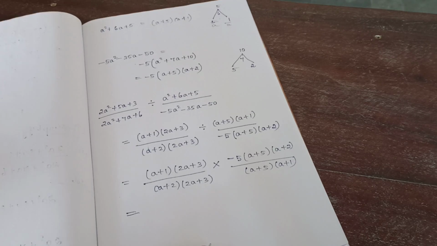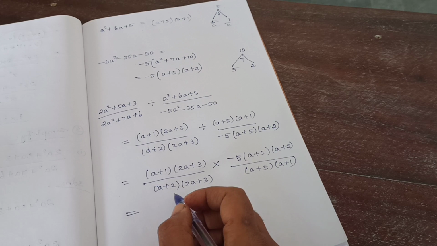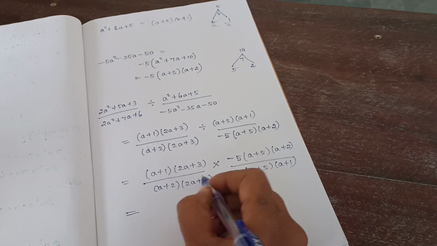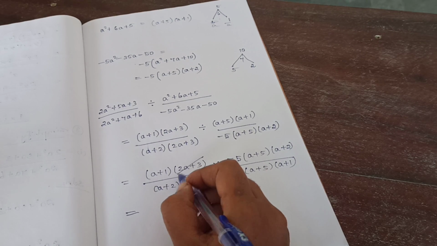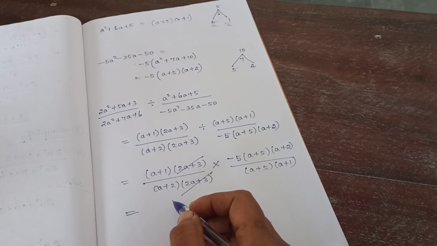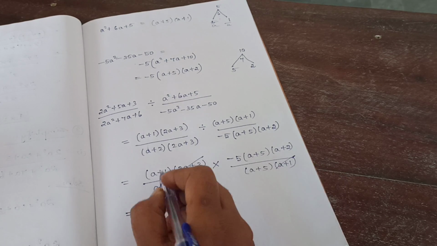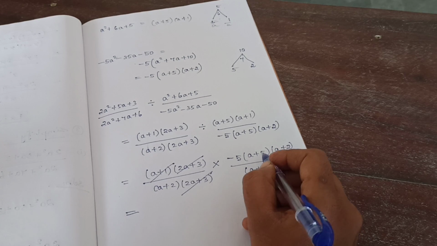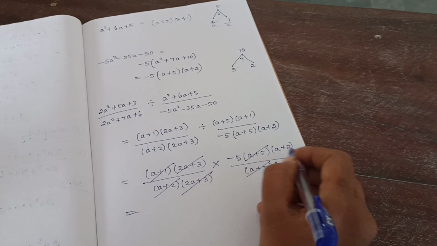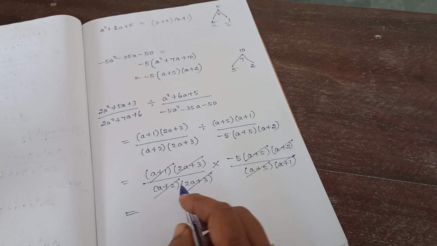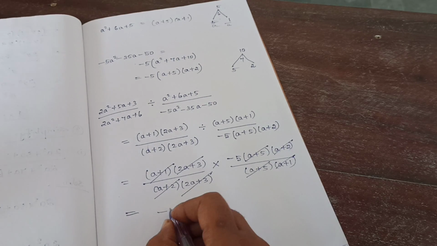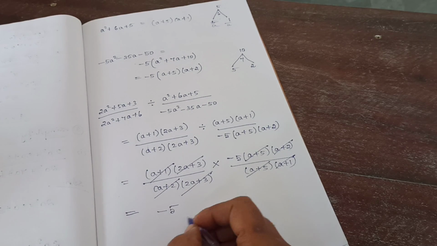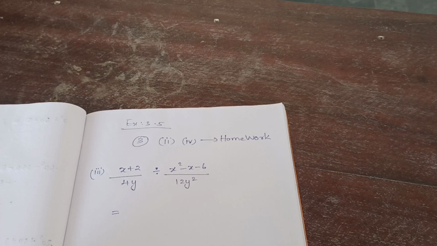Then cancel the possible terms which are equal. 2a plus 3, 2a plus 3. Then any other possible cancellation? A plus 1, a plus 1. A plus 5, a plus 5. A plus 2, a plus 2. And any other terms remaining? Yes. Minus 5. So minus 5 is the required answer.